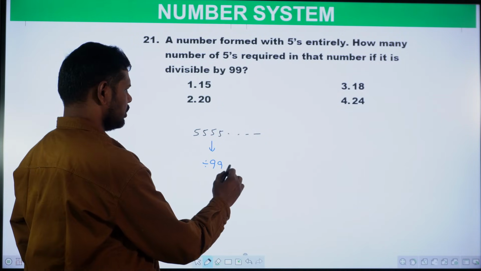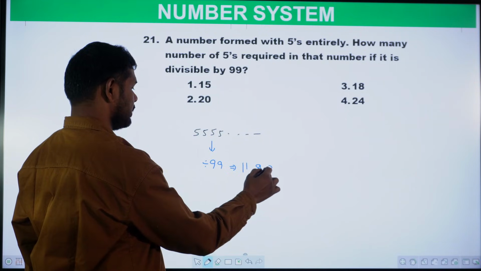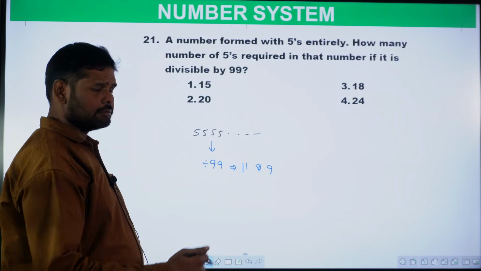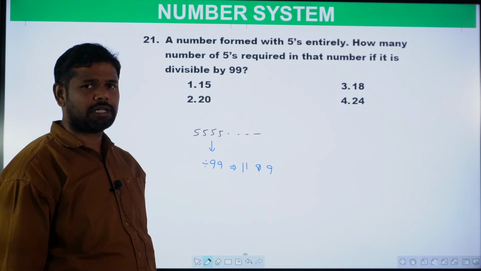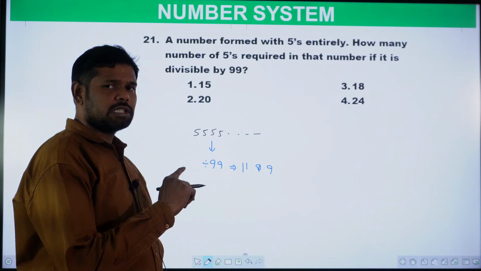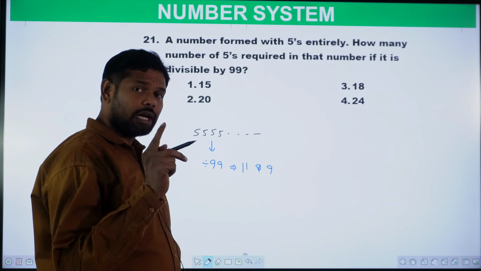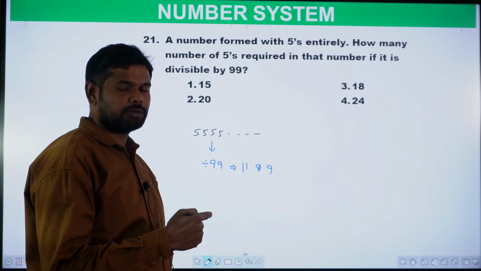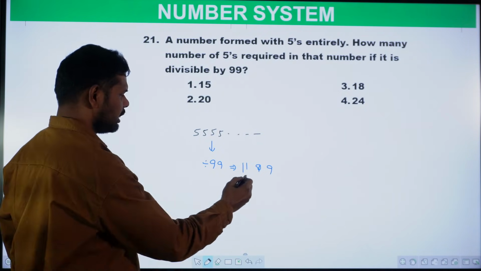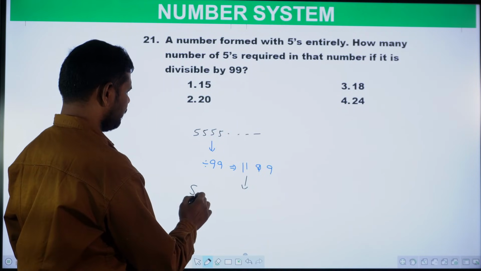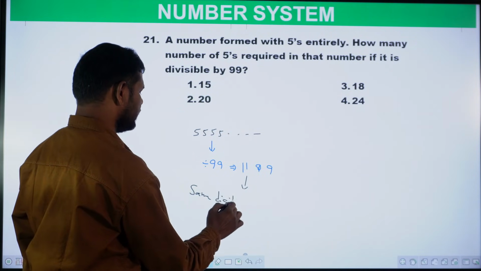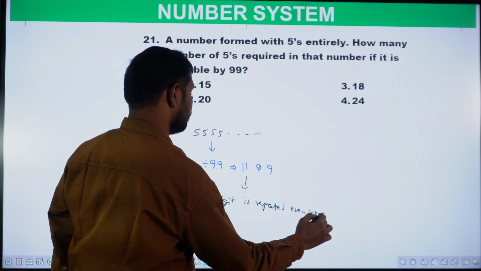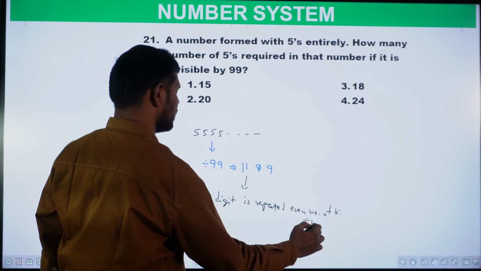A number divisible by 99 must be divisible by both 11 and 9. That's clear. The 9 rule: the sum of all digits of the number is a multiple of 9. The 11 rule is the sum of alternate digits. And one more condition I gave for the divisibility rule of 11: if the same digit is repeated an even number of times, meaning 2 times, 4 times, 6 times, those types of numbers are always divisible by 11.